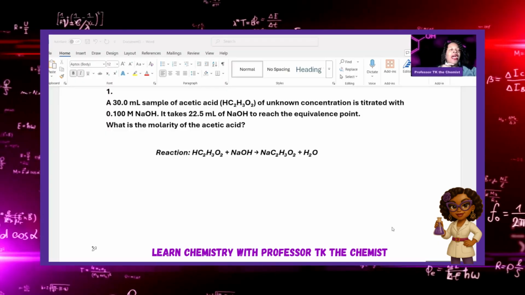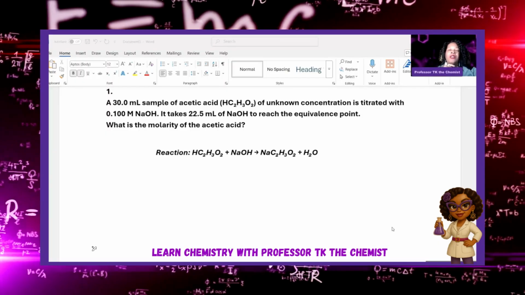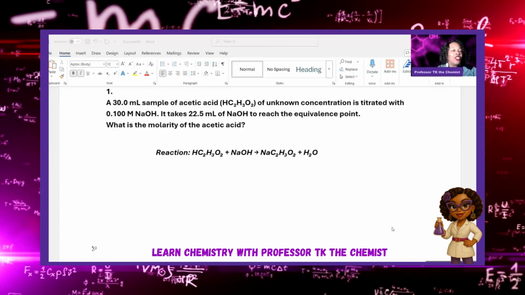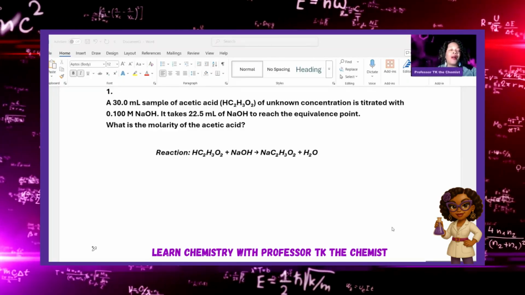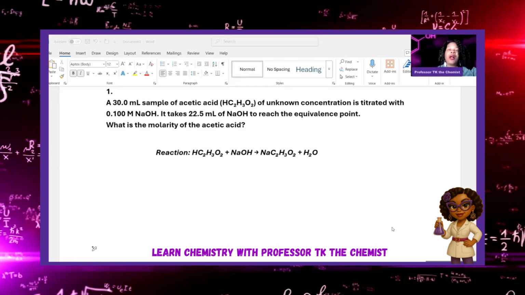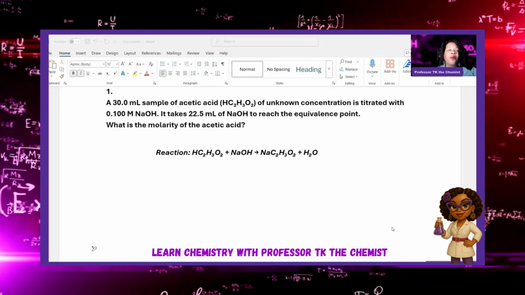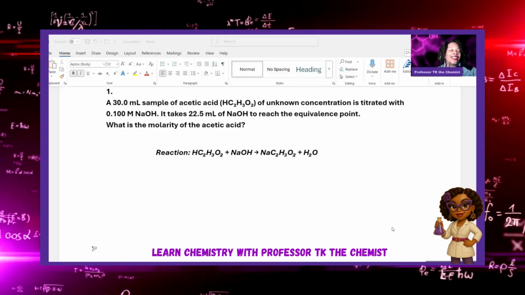It says a 30.0 milliliter sample of acetic acid of unknown concentration is titrated with 0.100 molarity sodium hydroxide. It takes 22.5 milliliters of sodium hydroxide to reach the equivalence point. What is the molarity of acetic acid?